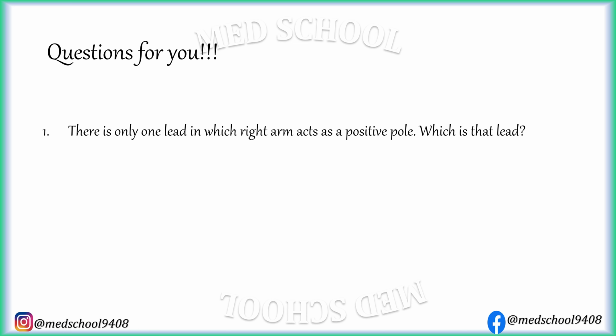My second question is about chest leads. In chest leads, whatever electrodes we are placing on anterior chest wall, they act as a positive pole. But where is the negative pole electrode for chest leads? If you know the answer, please write it down in comment section. If you don't, please watch the next video.